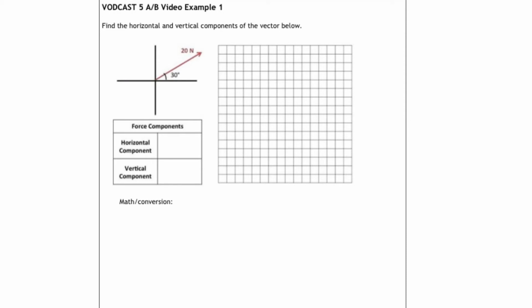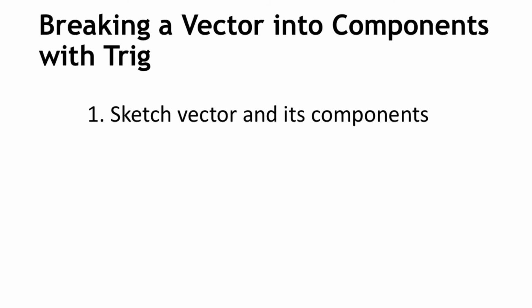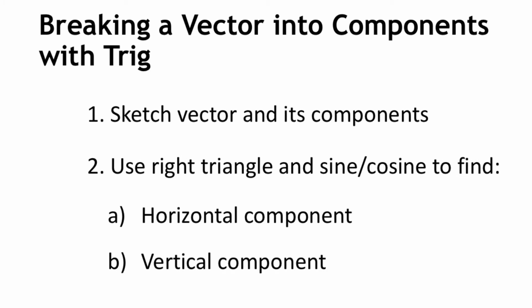Find the horizontal and vertical components of the vector below. We can do this by first sketching the vector and its components. This will result in a right triangle that we can then use sine and cosine to find the horizontal and vertical components.